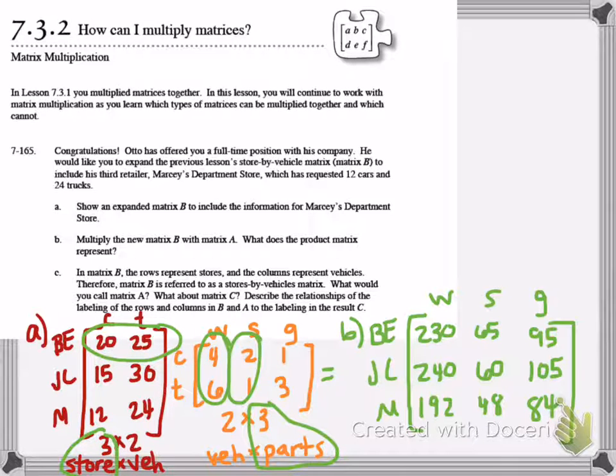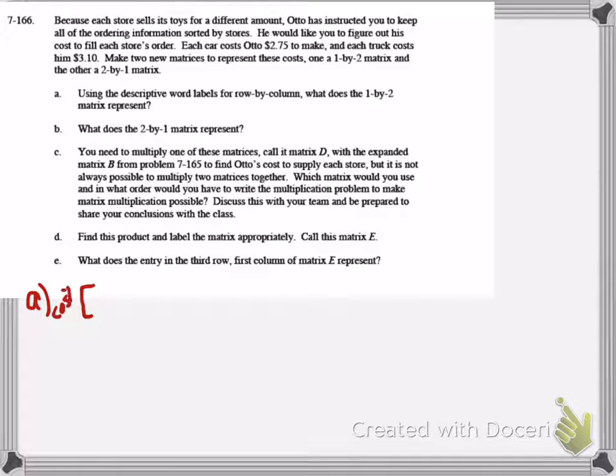Now that 3 by 3 is telling me the number of parts that I need for each store. Okay? And I kind of talked already about how those labels and numbers have to relate, so that kind of answers question C. Alright, now moving on to question 166.